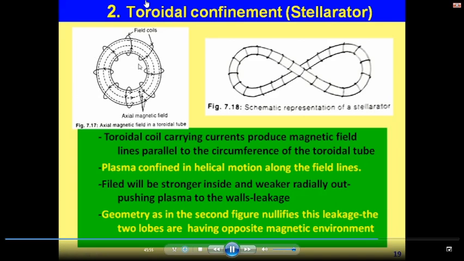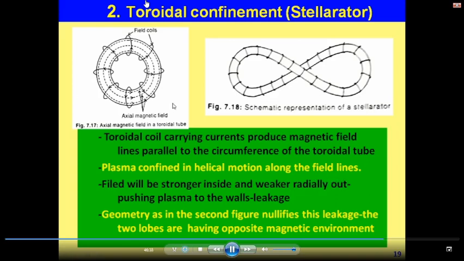What happens is there is a toroidal coil carrying currents that produce magnetic field lines parallel to the circumference of the toroidal tube. So this imaginary toroidal tube, these field coils, when you send current through these coils, magnetic field will be, these dotted lines actually represent the magnetic field. Currents are shown with the arrow mark. They are just curling around the toroidal shape like this. These dotted lines are the field lines, and if plasma is here, the plasma will be encircling these field lines in helical motion. So plasma is confined in helical motion along the field lines.